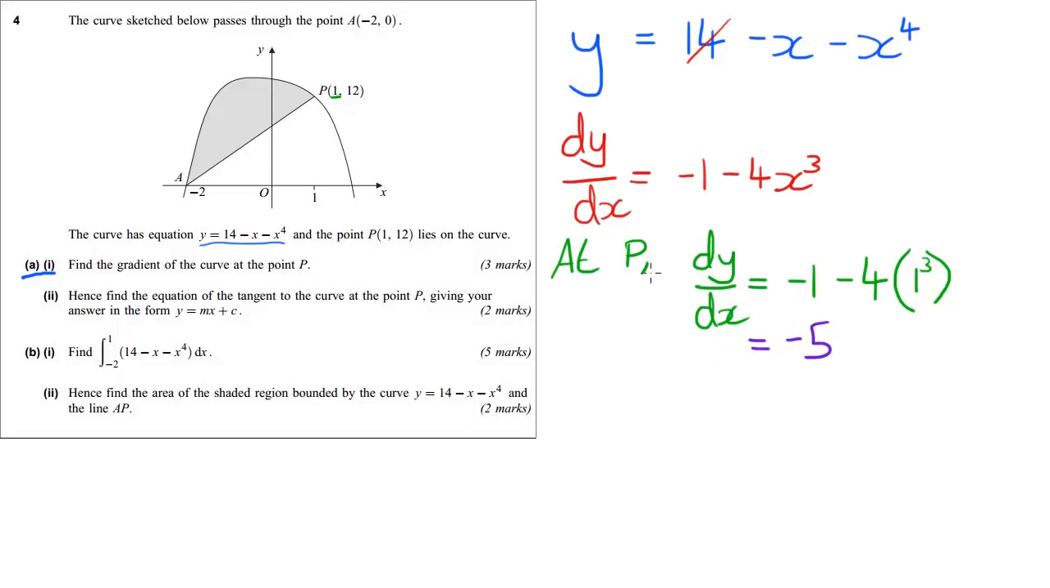That's all there is to it, really. Just differentiate it and then put your x coordinate in for whatever you like. So let's move on to the next one. I'm talking too much. Let's move on to part 2, part II. So hence find an equation for the tangent to the curve at the point P, giving your answer in this form. So they're giving us a form that they want. We'll deal with that at the end. So find an equation of a tangent to the curve.